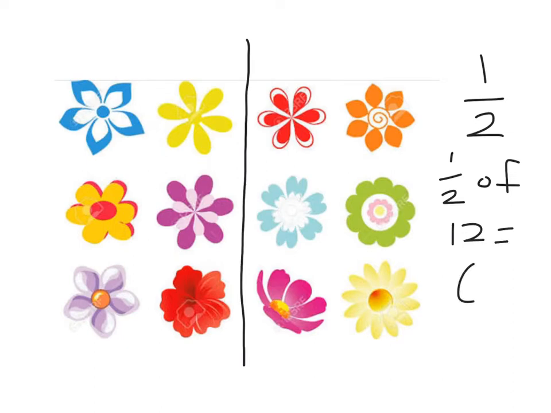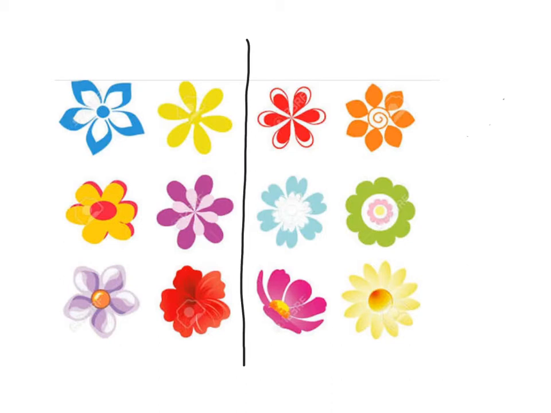equals 6. Now you could also use your doubles to help you with this. If you know that there are 12 flowers altogether, then you know that double 6 makes 12, so half of 12 must be 6. Now if I wanted to find quarters, then I have to divide it into 4 equal sets.